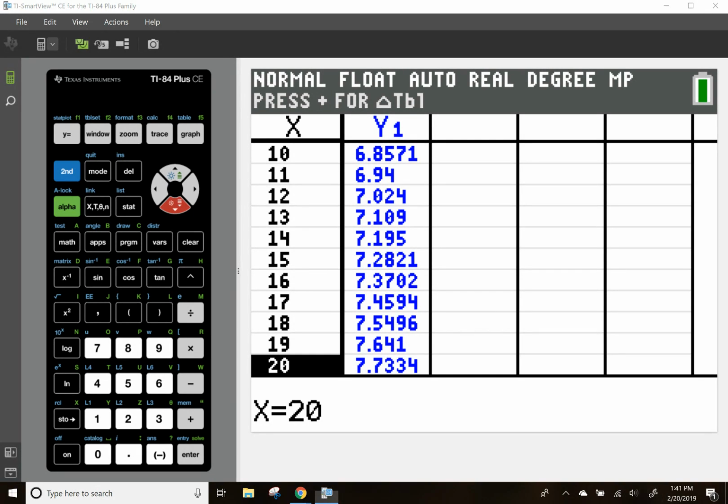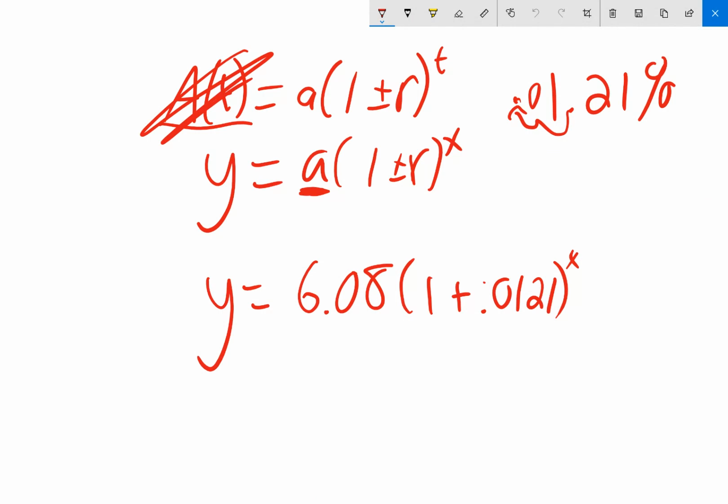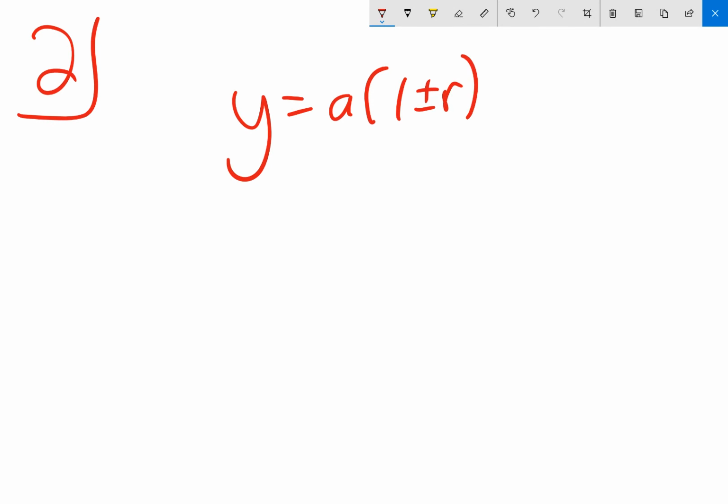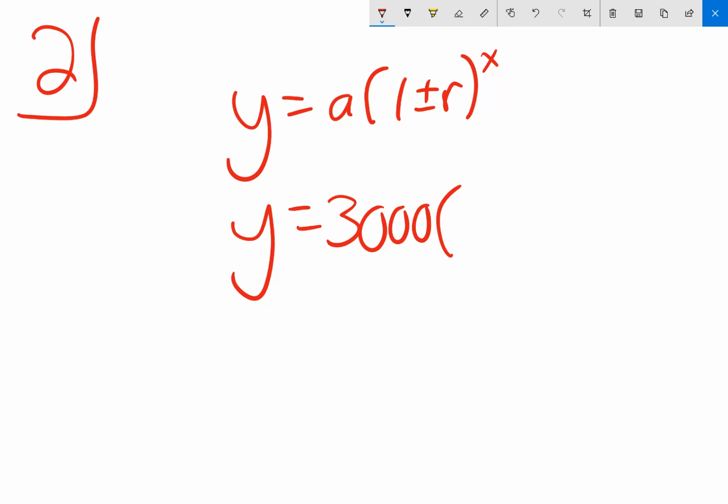Number 2 is kind of the same thing. So for number 2, we are going to make an equation. Again, we're going to put it in the y equals a times 1 plus or minus r to the x power version. So y equals a. A is our starting amount. Now, the value of our computer, it says in the problem, is starting at $3,000. So that's what I'm going to use for a. And it's decreasing. So if it's decreasing, we're going to subtract instead of add. It'll be 1 minus r.